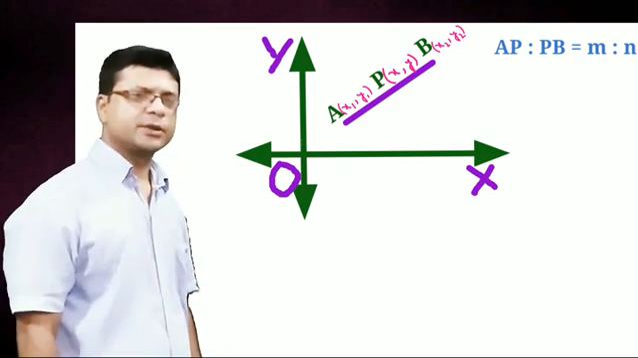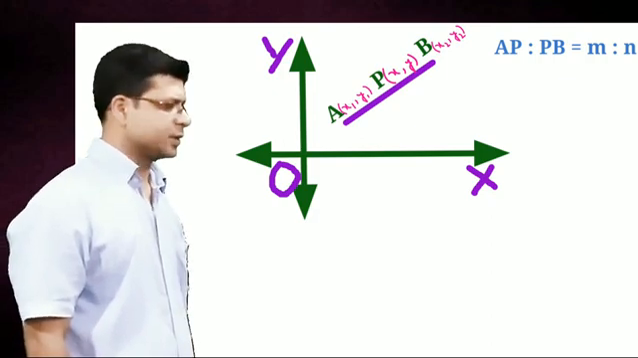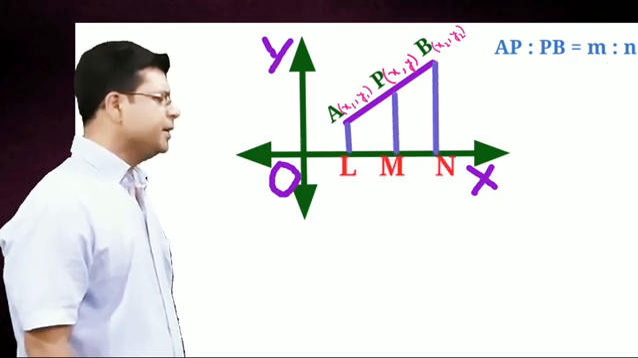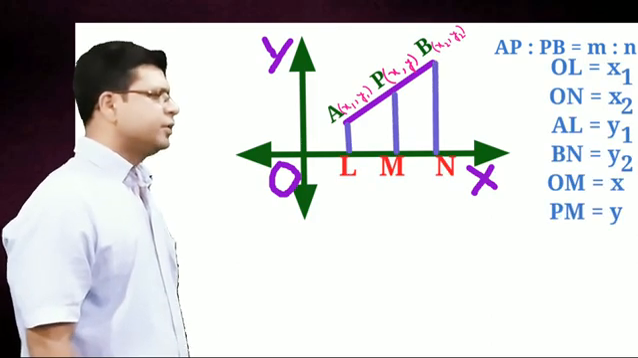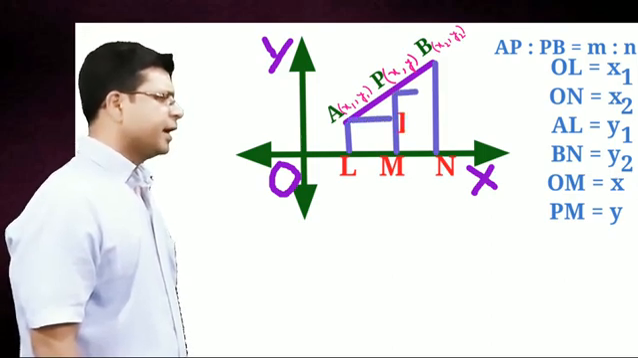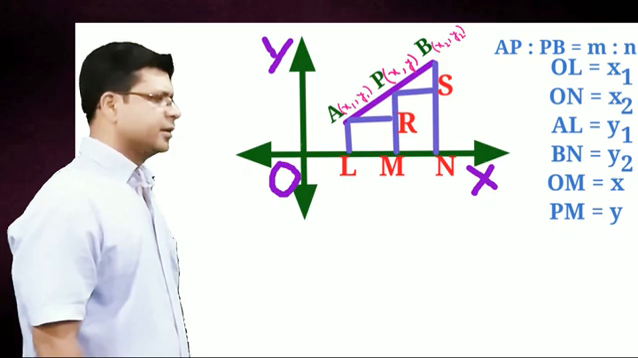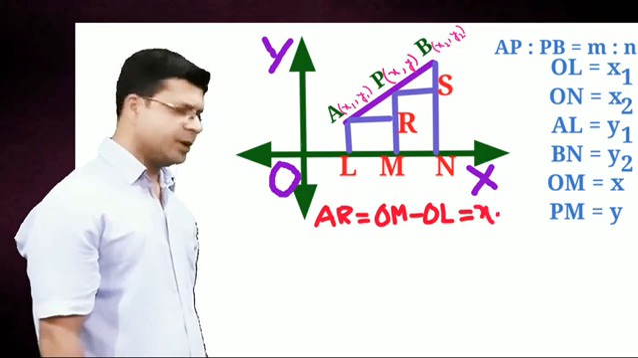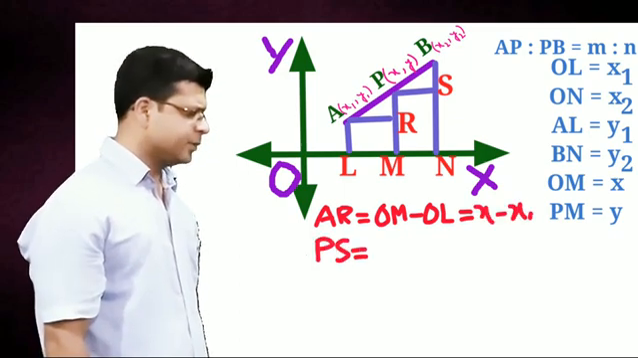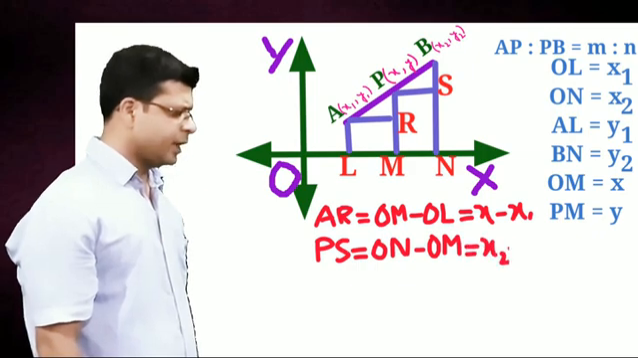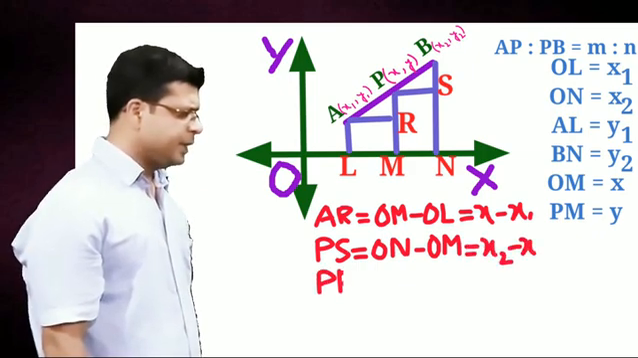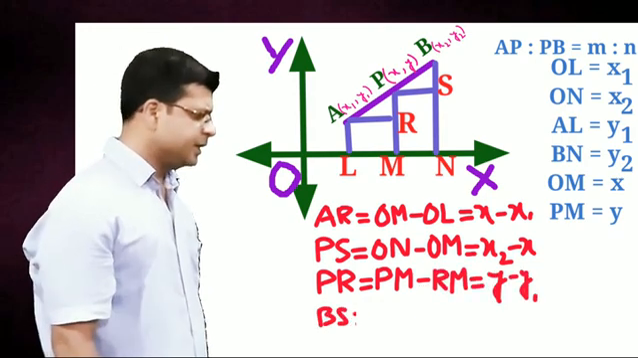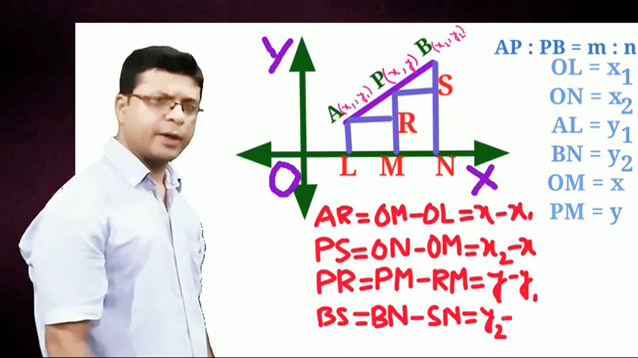Dear students, to find the coordinates of point P, we have to make some construction. Let us do that. Here you can see that we have drawn perpendiculars AL, PM and BN on the x-axis. Then after that, we draw perpendicular AR on PM and perpendicular PS on BN. Now students, you can see that AR equal to OM minus OL, which is equal to x minus x1, and PS is equal to ON minus OM, which is equal to x2 minus x, and again PR is equal to PM minus RM, which is equal to y minus y1. Then BS equal to BN minus SN, which is equal to y2 minus y.